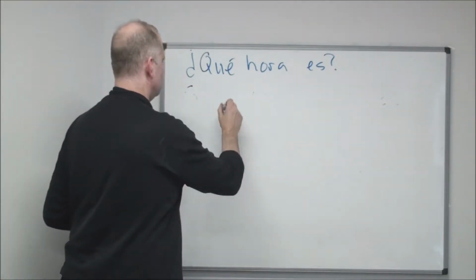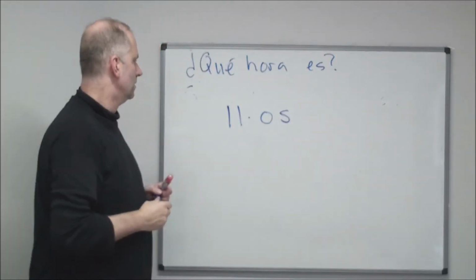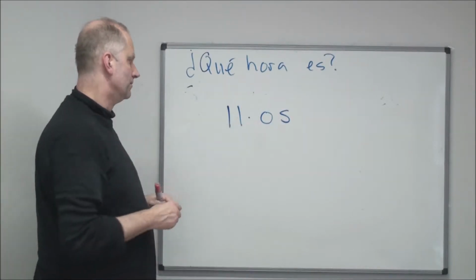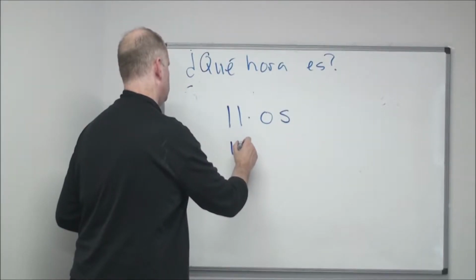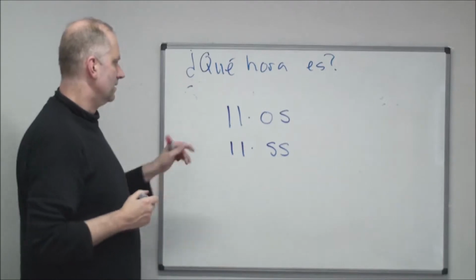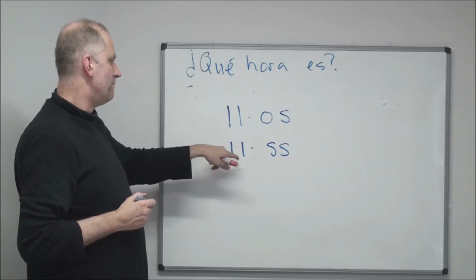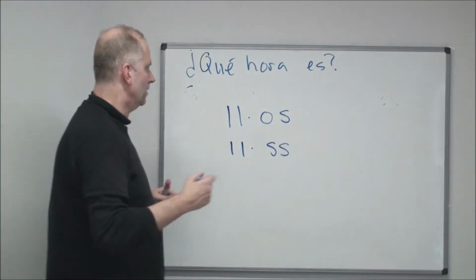¿Qué hora es? Son las 11:05. ¿Qué hora es? Okay, so it's 5 to 12. Son las 12 menos 5. So it's 12 minus 5.